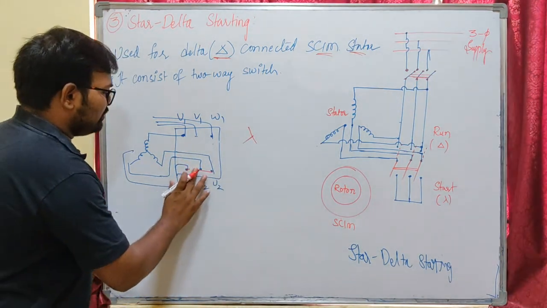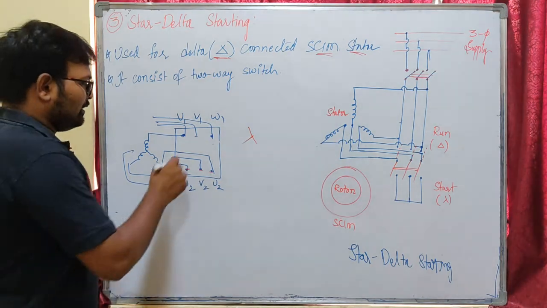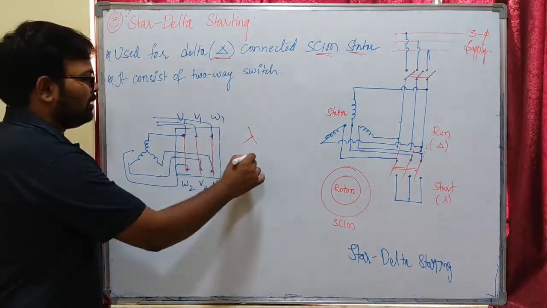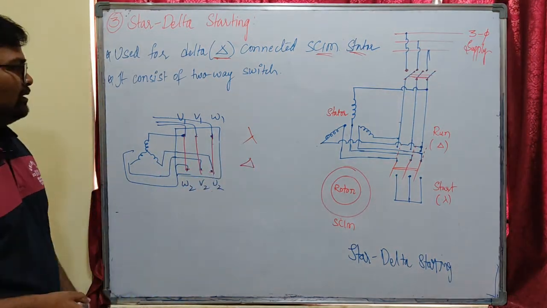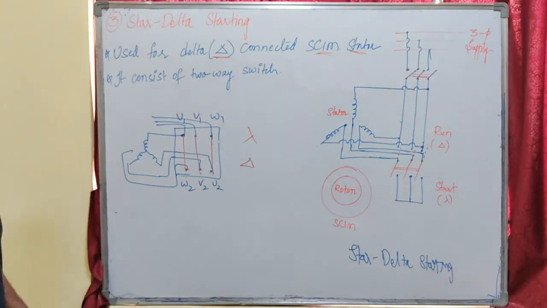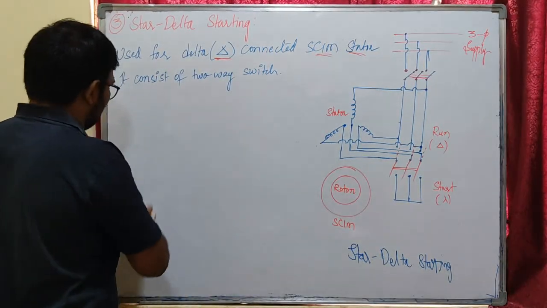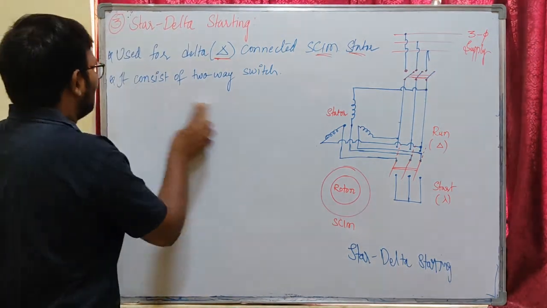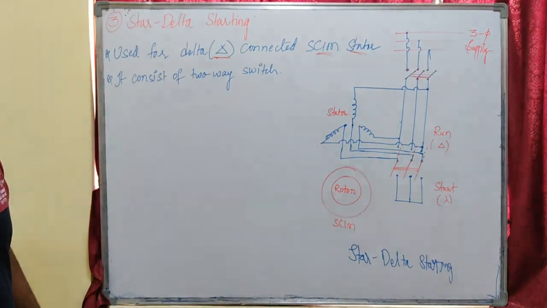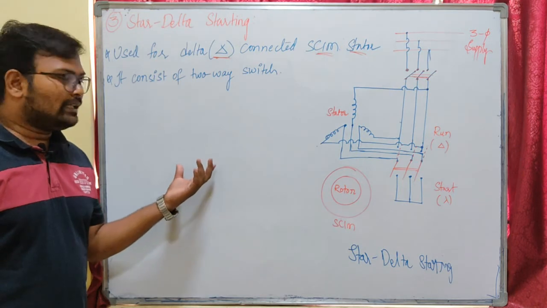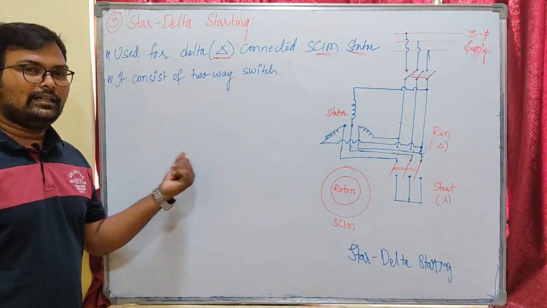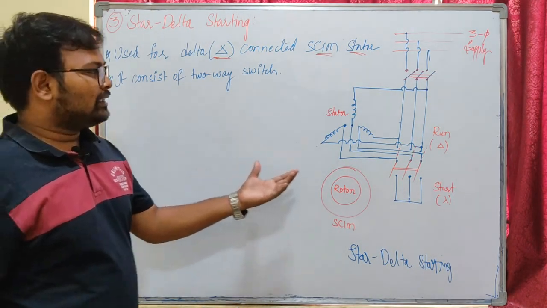If you want to get a delta connected stator, you have to short circuit these three. This will be my delta connected stator of our induction motor. So based on the terminals short circuiting, we can make the stator winding in star or delta. That is the idea here. You can connect the stator using the terminal box either in star or delta. So here we are using that concept.